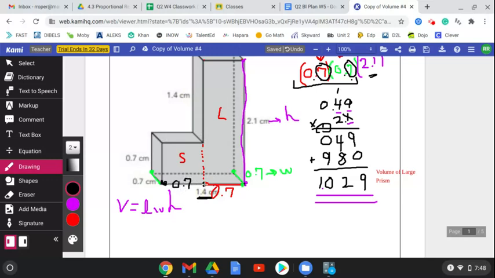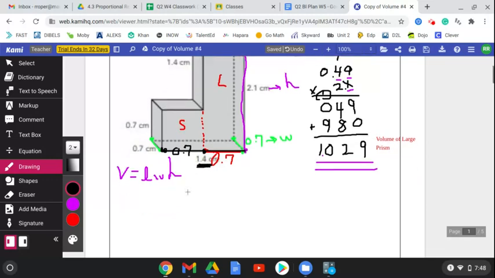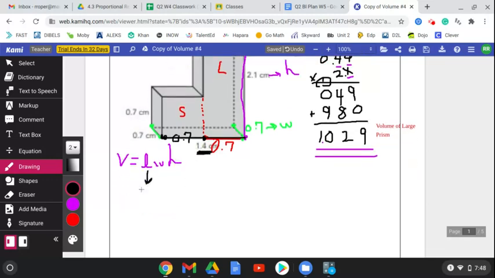Right? If from here to here is 0.7 and from here to here is 0.7, that means all the way across would be 1.4. Okay, so this 0.7 is the length of this small prism. Okay, what about the width? Well, we said that from here to here, this width is also 0.7. So I'll plug that in for the width, 0.7. And then the height. Notice that from here to here, the height of this small prism is also 0.7.